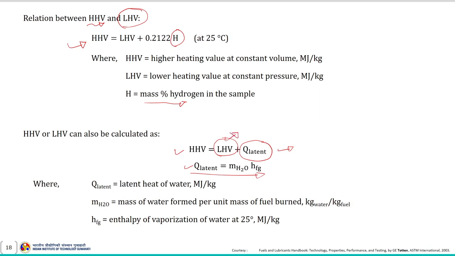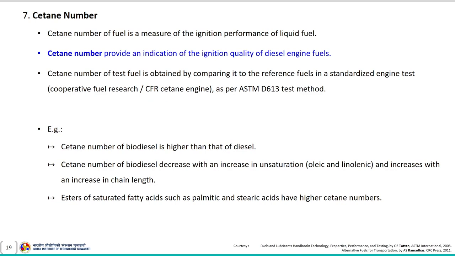And next in the list is the cetane number, which is also one of the important properties of a liquid fuel, because the cetane number of a fuel is a measure of the ignition performance of a liquid fuel. It provides an indication of the ignition quality of diesel engine fuels. And the cetane number of a test fuel can be obtained by comparing it to the reference fuel in the standardized engine test, and this can be obtained using the standard ASTM method.